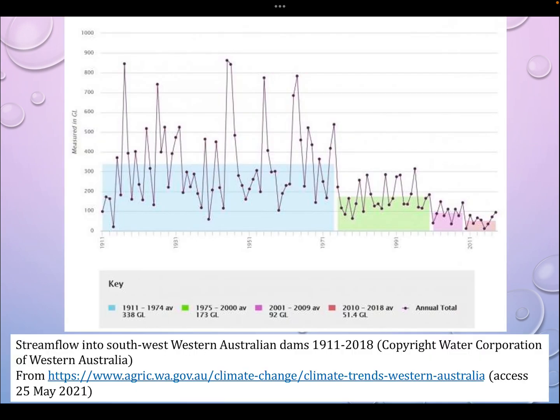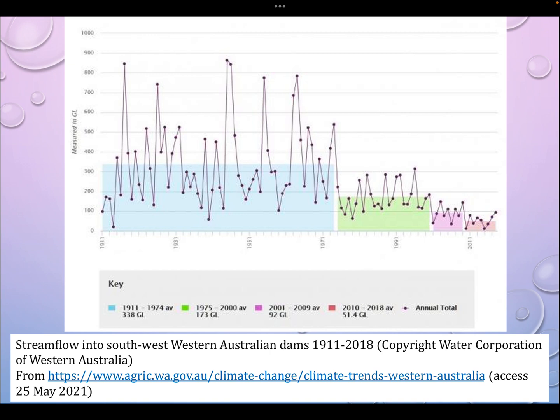Now, this is a typical stream flow. It's actually recorded stream flow into Southwest Australian dams from 1911 to 2018. And you can see that the data is fluctuating. There's up and down, peaks and troughs, and also you can work out averages. For example, averages between 1911 to 1974, and so on. Once you work that out, you can see that there is actually a drop in stream flow flowing into the dam.